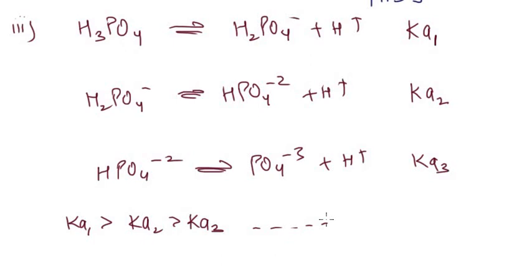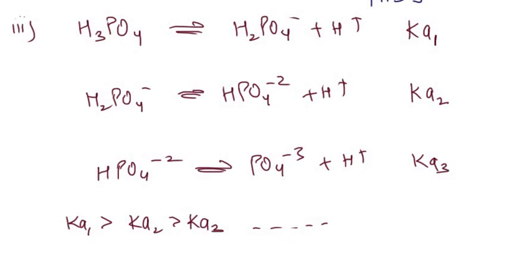The value of K1 is more. Why? Because it is very easy to pull out an H positive from a neutral substance. But when we try to pull out the H positive from an ionic substance that already has a negative 2 charge, the value is very less. So the extent keeps getting lesser and lesser, and the value of K keeps on decreasing. So that was about the acids.